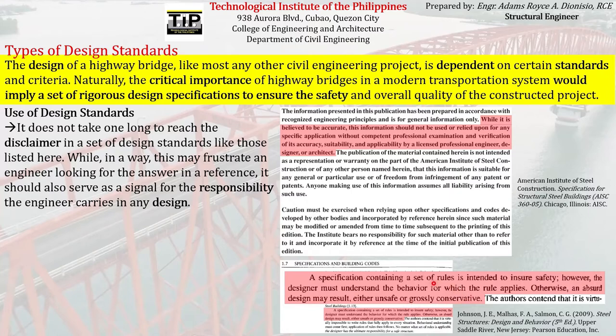So you can see here on the code, or on my quote from the book of Salmon and Johnson, that it is being emphasized that the designer himself or herself must still be the responsible professional for the design that he or she undertakes. So he or she must not solely rely on what is being stated on the design standards that he or she is referring to. So there must be an engineering judgment that must always be incorporated in the design. Otherwise, the design may be absurd or unsafe or grossly conservative.